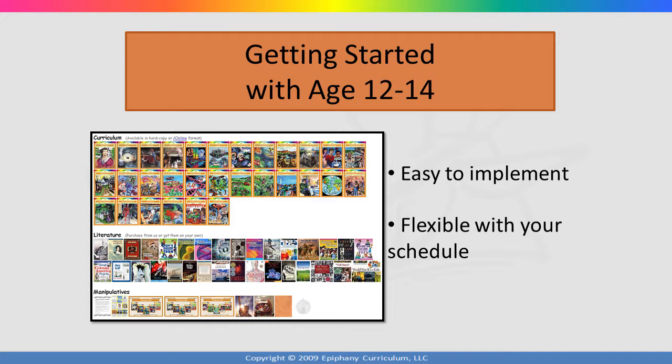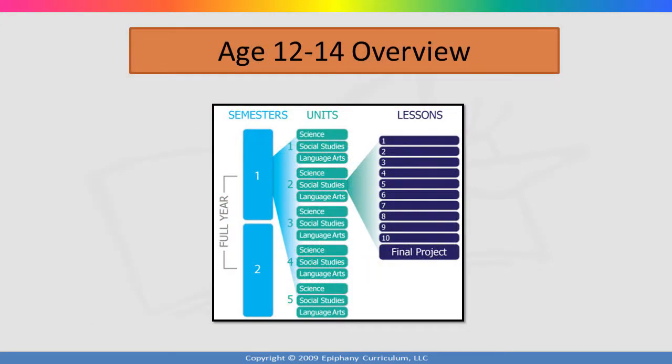We are going to walk you through organizing your books and curriculum, give you an overview of how the curriculum is structured, and provide tips on how to plan your year and your individual days with Moving Beyond the Page. The age 12 to 14 level is 1 year of academic instruction. The year is divided into 2 semesters. Each of these semesters is comprised of 5 science units, 5 social studies units, and 5 language arts units. Each of these units has about 10 lessons and a final project.